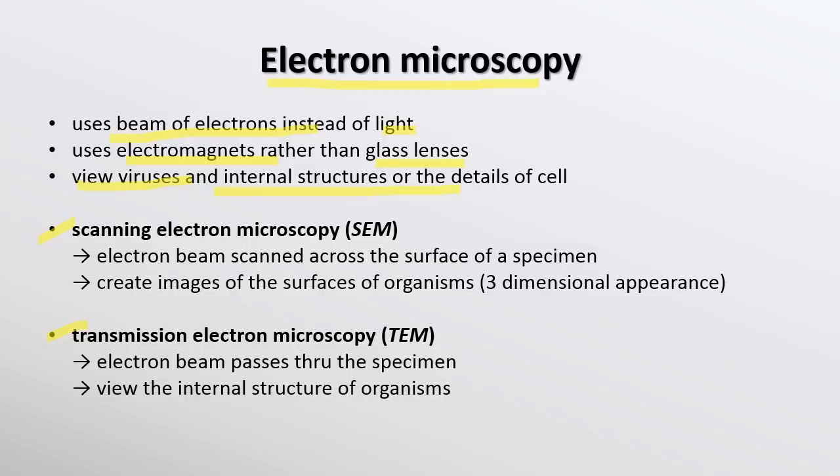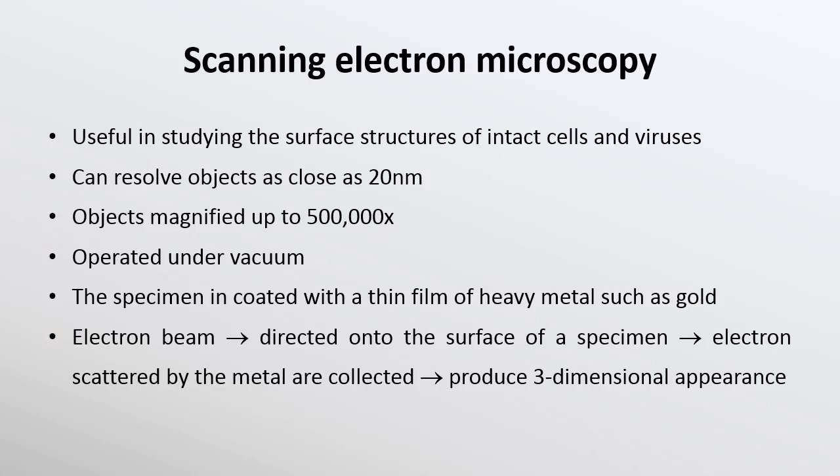In the scanning electron microscope, the electron beam scans across the surface of a specimen, so the images you get show the three-dimensional appearance of the surface of an organism. On the other hand, in the transmission electron microscope, the electron beam passes through the specimen, which gives you the internal structure of organisms. So let's look at more details on the scanning electron microscope.